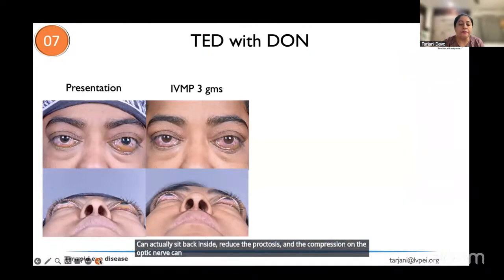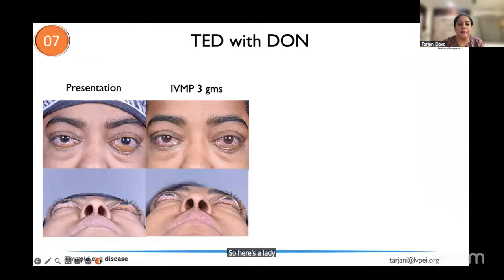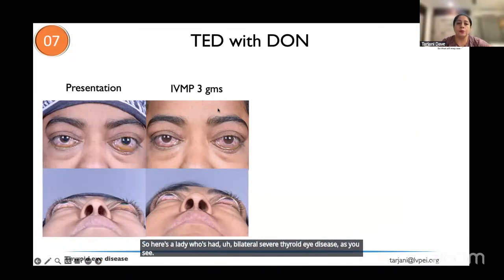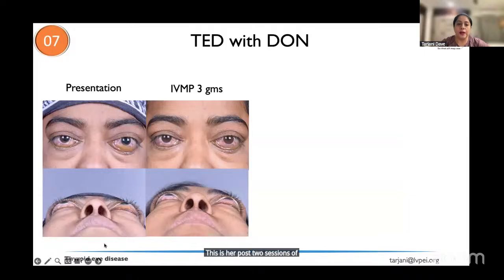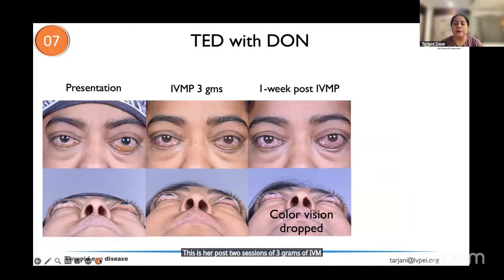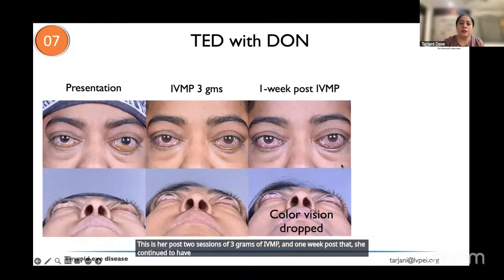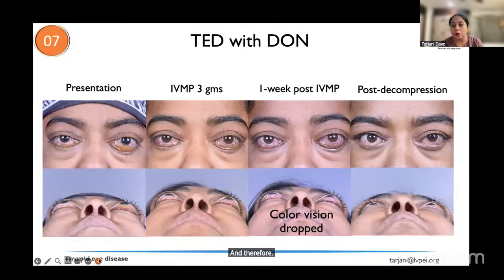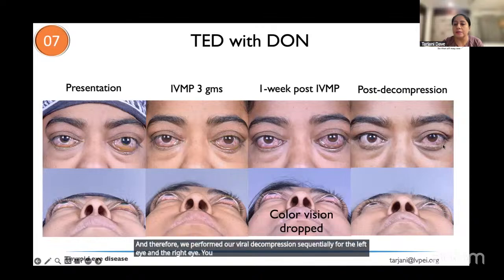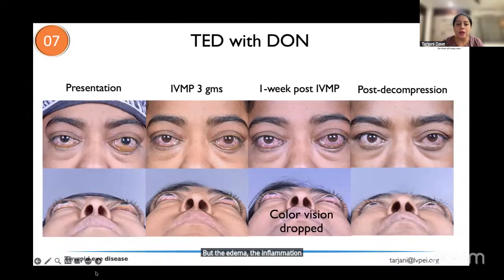So here's a lady who's had bilateral severe thyroid eye disease. As you see, this is her post 2 sessions of 3 grams of IVMP, and 1 week post that she continued to have a reduction in her color vision, and she continued to have dysthyroid optic neuropathy, which was not well controlled. And therefore, we performed orbital decompression sequentially for the left eye and the right eye. You can see that some congestion persists, but the edema, the inflammation has come down, and her vision came back to 20/20.